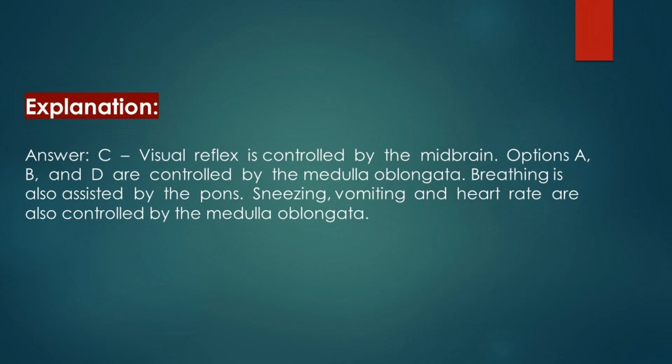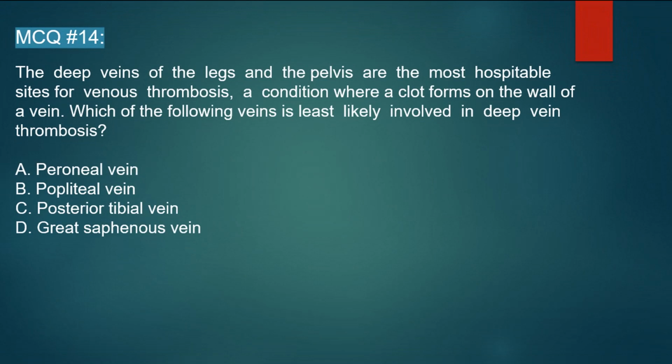Moving toward the next scenario, the deep veins of the leg and the pelvis are the most hospitable site for venous thrombosis. Venous thrombosis is a condition where a clot forms on the wall of the vein. So which of the following veins is least likely involved in deep venous thrombosis? Option A, peroneal vein. Option B, popliteal vein. Option C, posterior tibial vein. And option D, great saphenous vein.